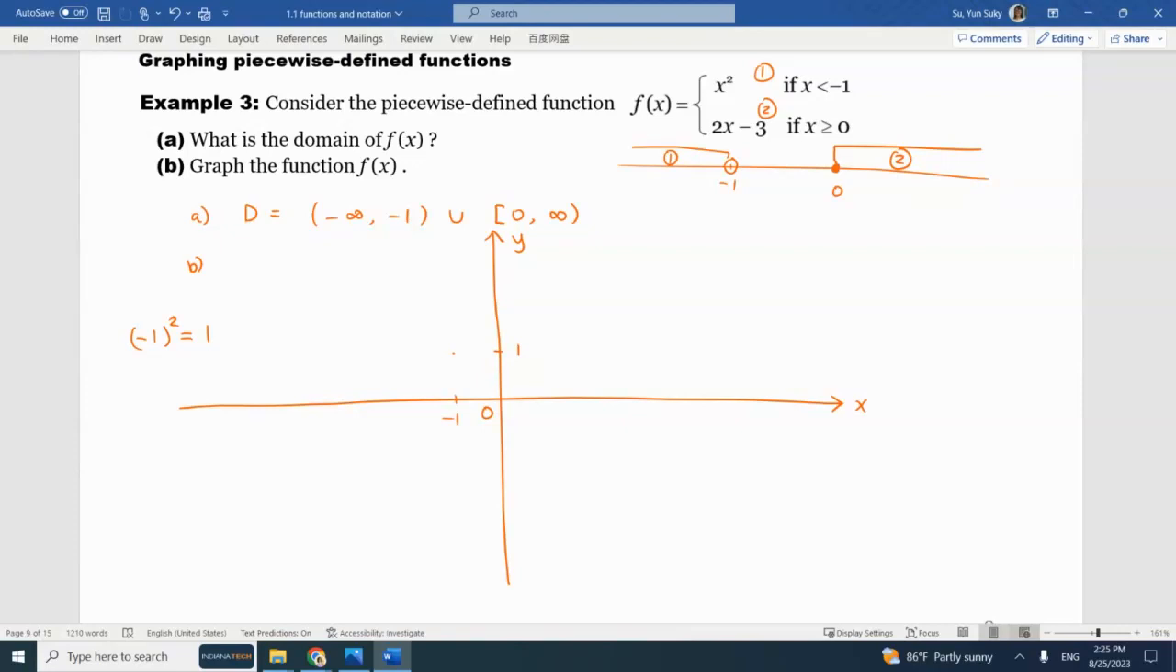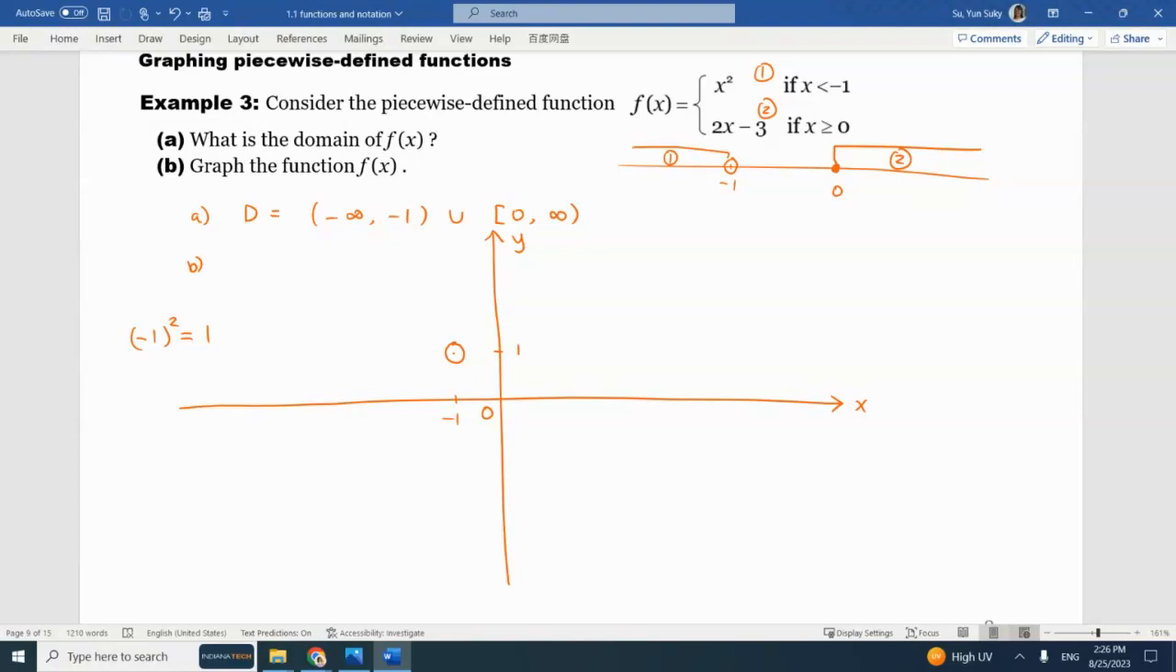So -1 squared is 1. Put a little dot there. Don't put a solid circle, because do you see x is less than? Do we include the endpoint? No. So actually this point is missing. So you can put an open circle here. This point is actually missing.